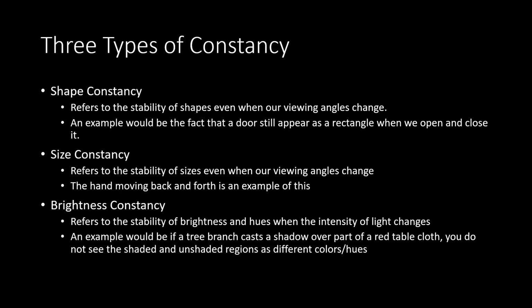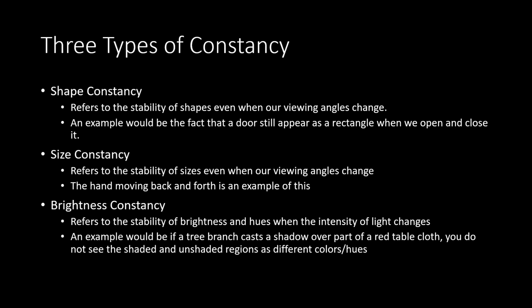So the first type of constancy is shape constancy, and this refers to the stability of shapes even when our viewing angles change. An example of this that you can demonstrate for yourself is a door opening and closing. If you look at a closed door head on, it obviously looks like a rectangle. Now, if you open this door and keep watching the door itself, the door doesn't actually become not a rectangle. You still perceive it as a rectangle, even though the image that is being cast by this door on your retina is continuing to change as you move it through the door's motion.